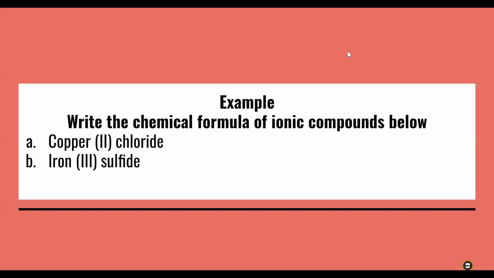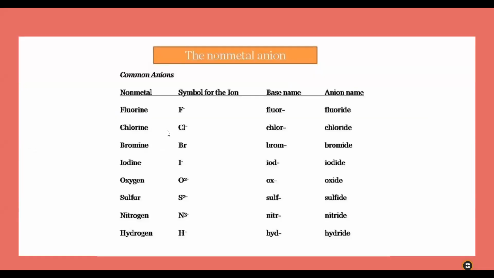So that was tricky. Let's do an example of writing a formula for these ionic compounds with transition metals. But before we do that, you see copper 2 chloride. How do you get this? Iron 3 sulfide. I will refer you to take a picture of this.